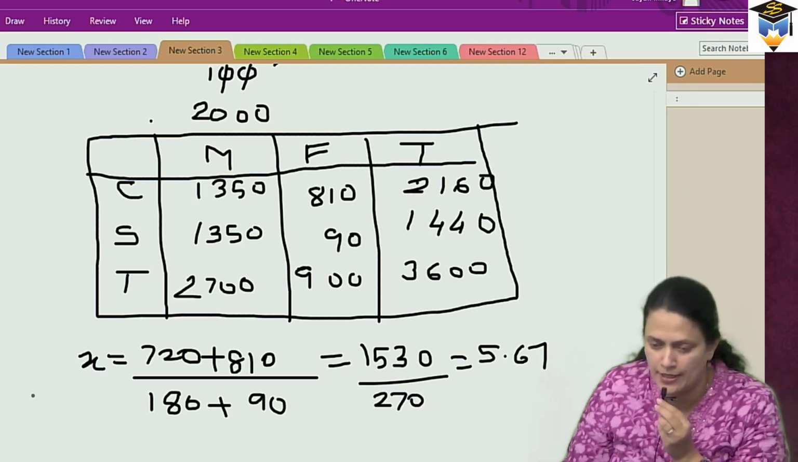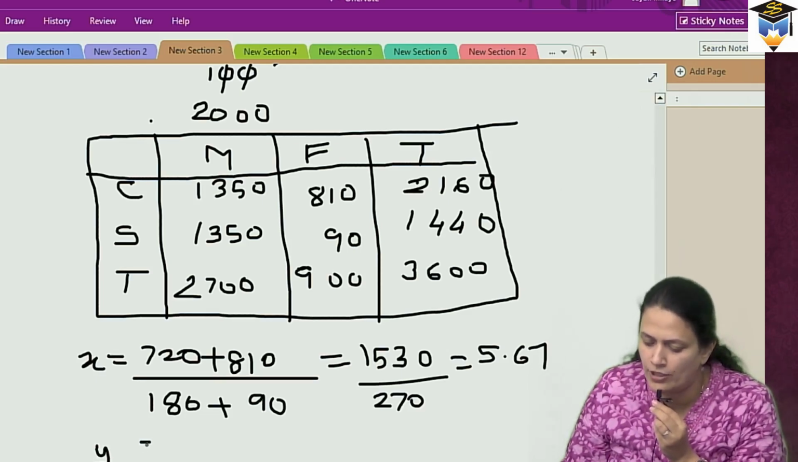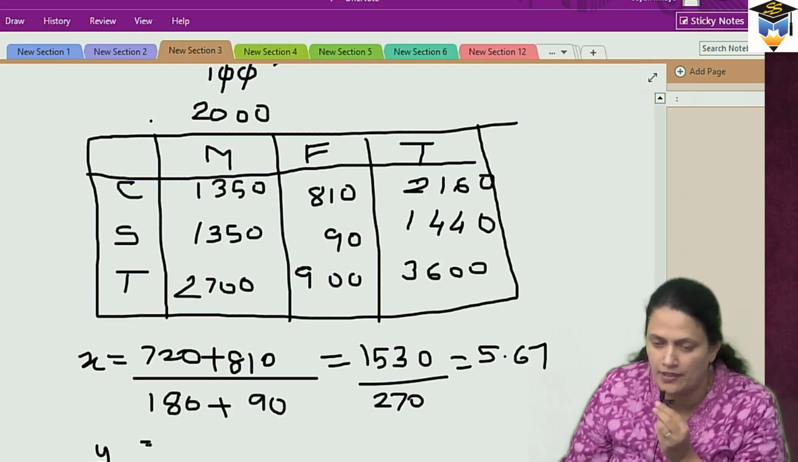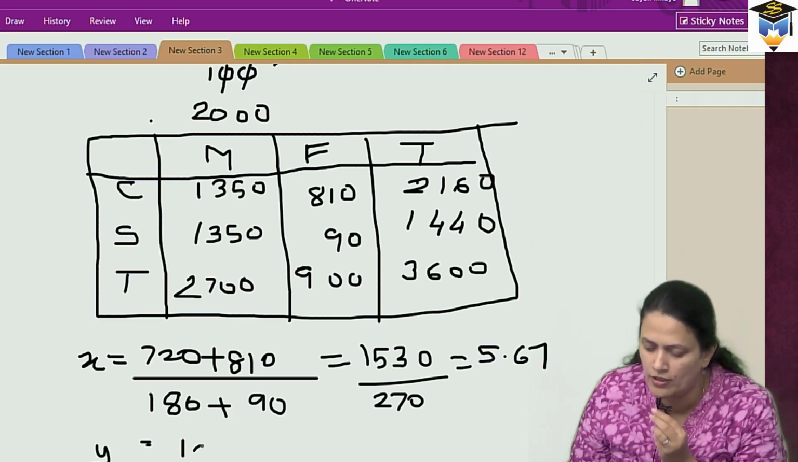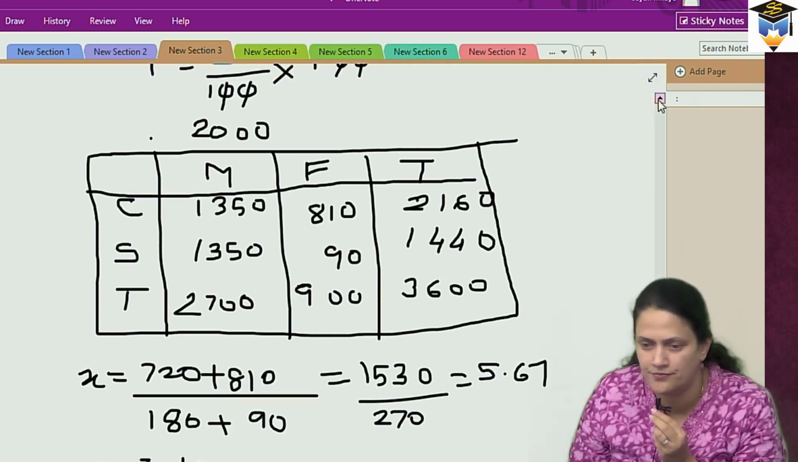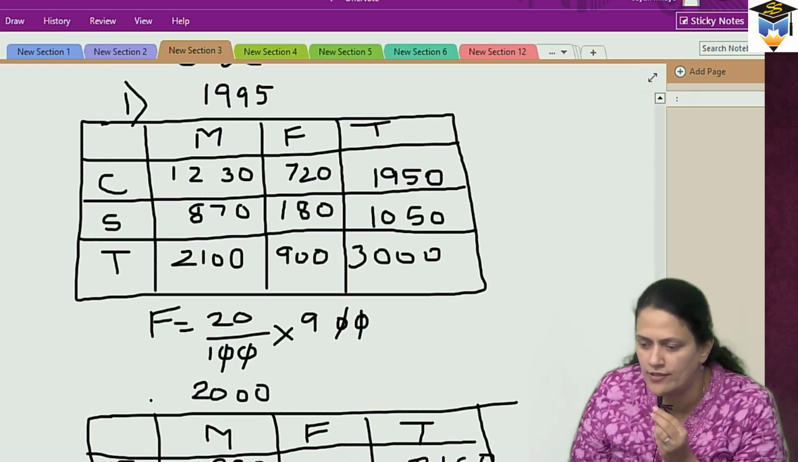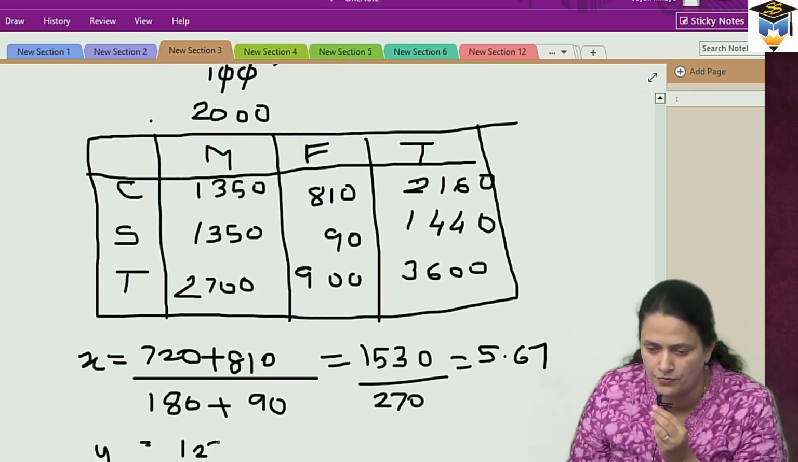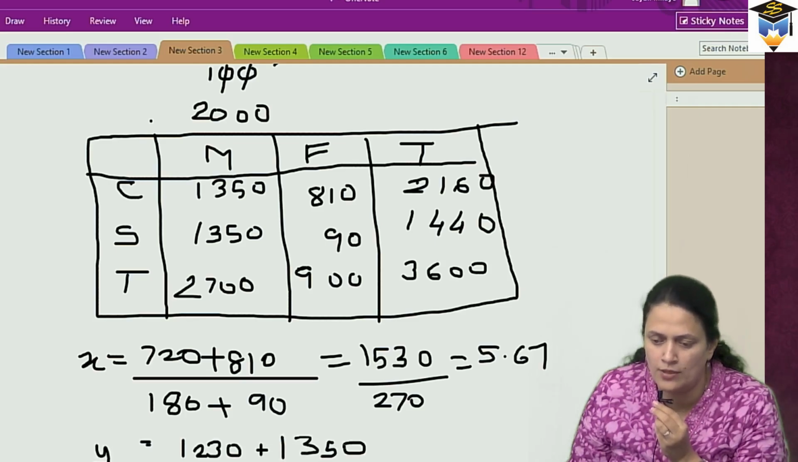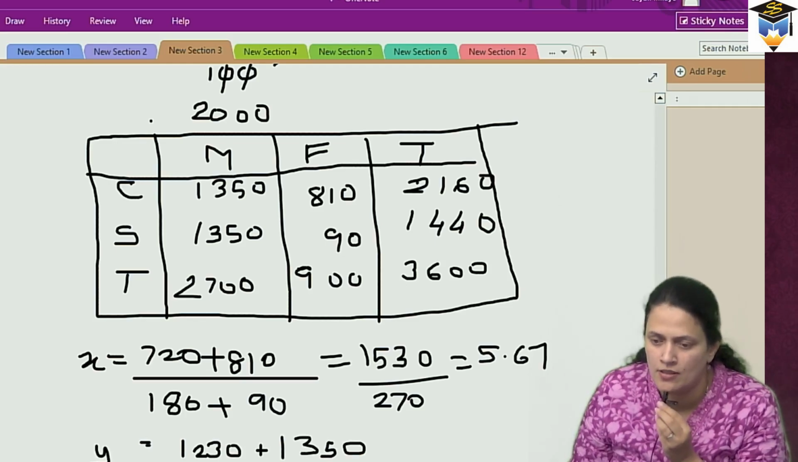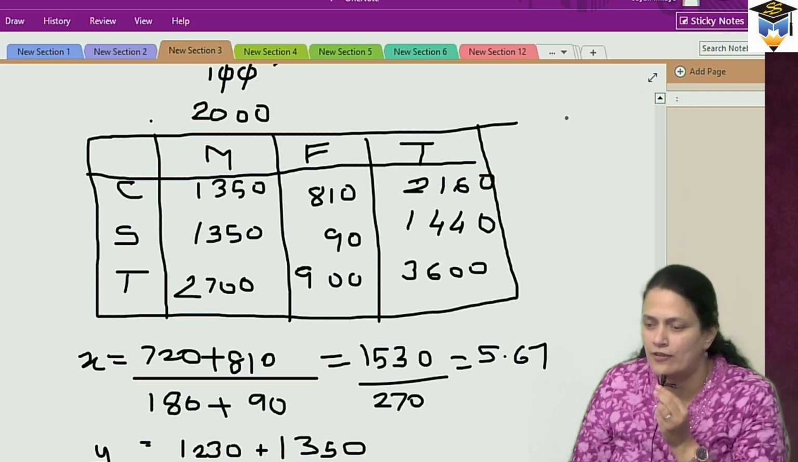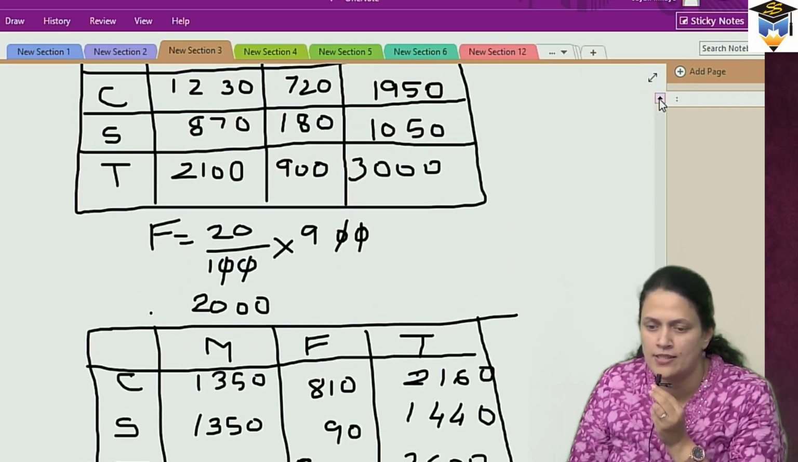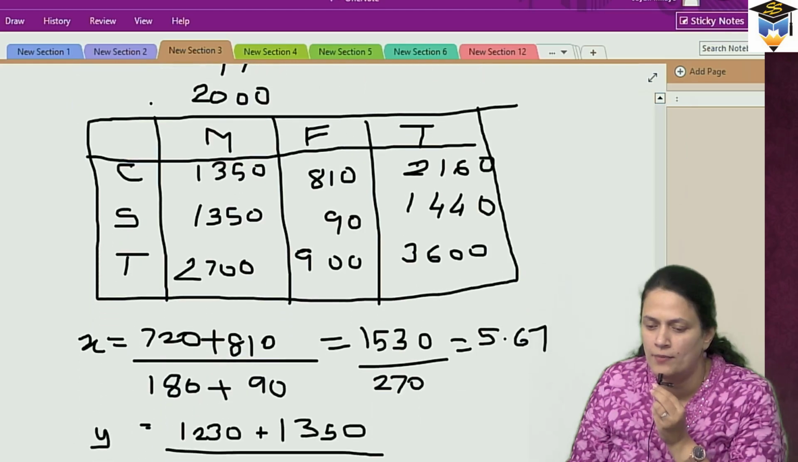Similarly, you will do the same thing. You have to find out the ratio of male students after combining. Male students who read commerce, 1230 plus 1350, upon the number of males who read science in both years. So that is nothing but 1350 plus 870.